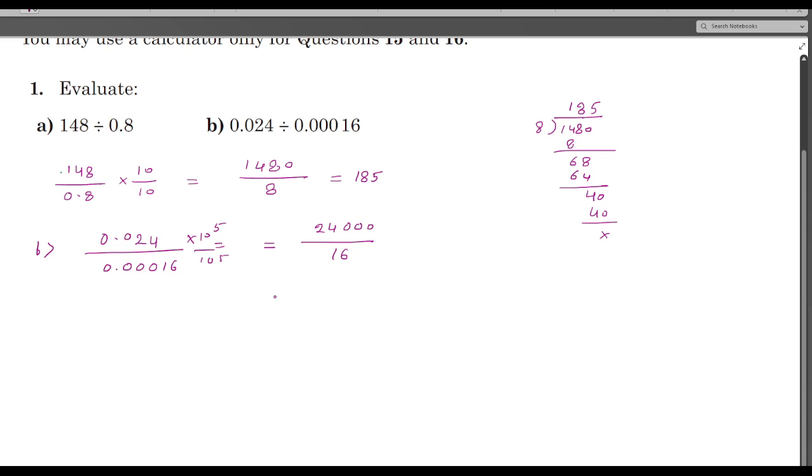Now we can start with 8, as last 3 digits are 0 and they are divisible by 8. 8 times 0 is 0 and 16 is also divisible by 8. This is the divisibility test for 8. We can divide this numerator and denominator by 8. So 8 times 2 is 16 and 8 times 3 is 24. So numerator is 3000, denominator is 2, and again I can divide. So 2 times 1 is 2, then 10, 2 times 5 is 10, so 1500.